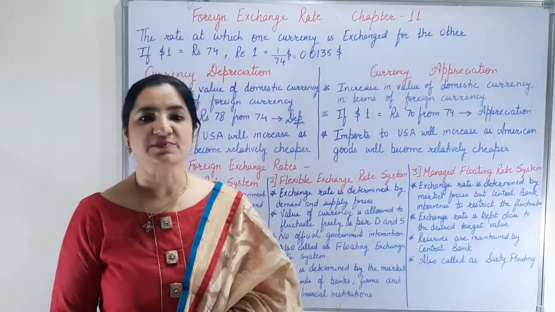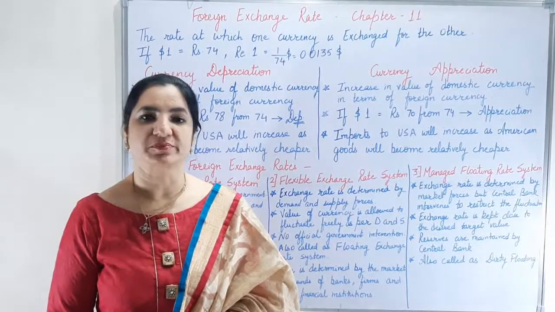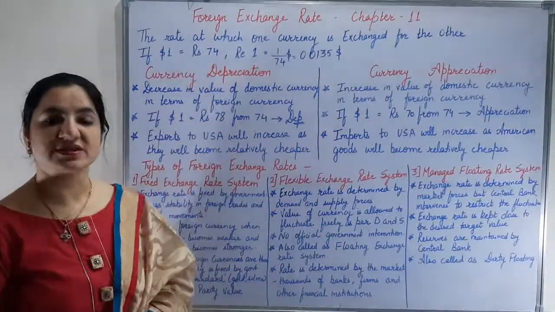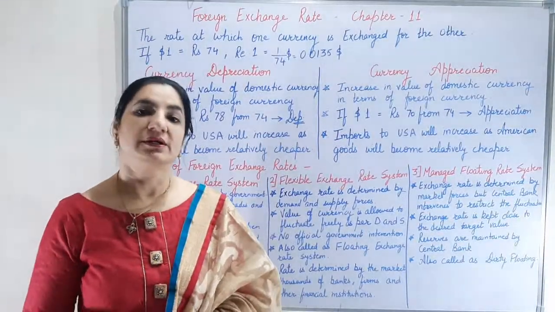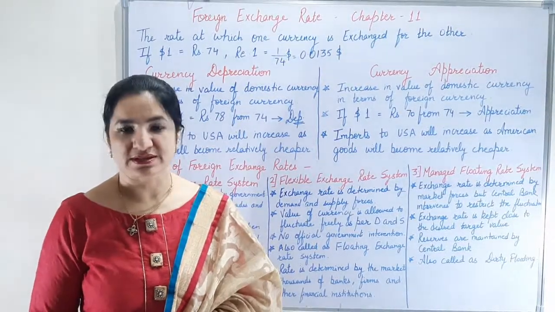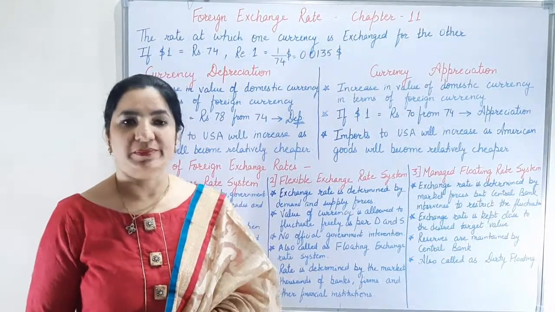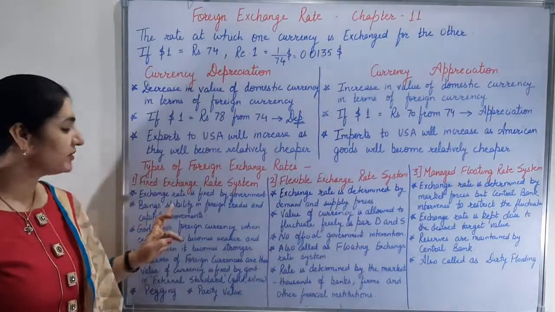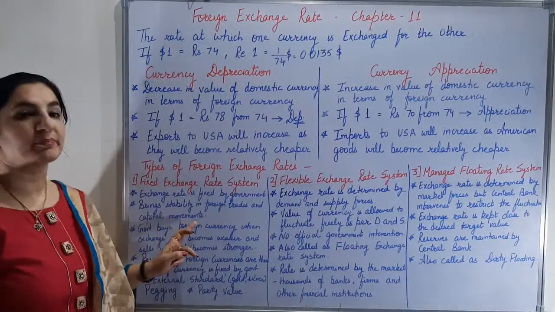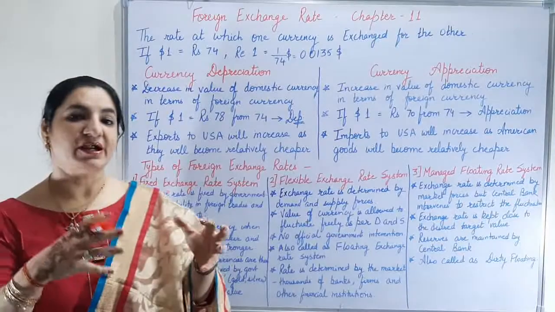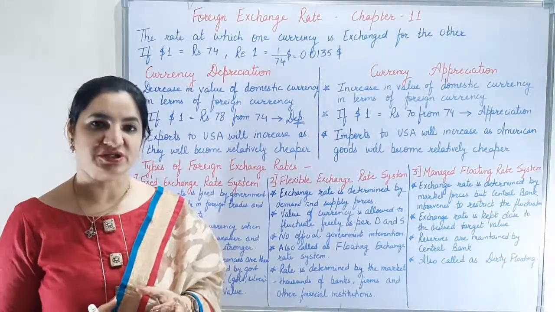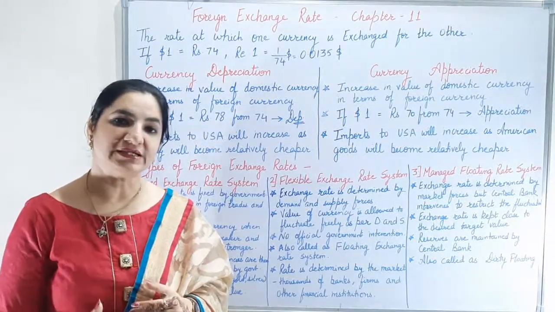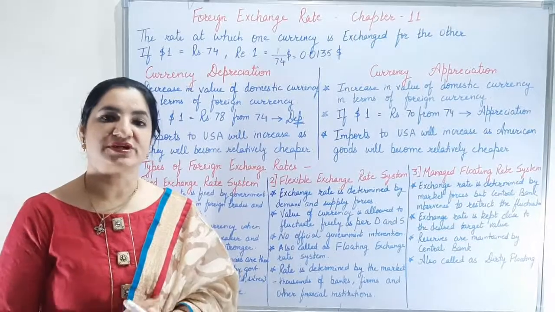The next concept is types of foreign exchange rate system. There are 3 types of foreign exchange rate system. First is the fixed exchange rate system. Under the fixed exchange rate system, the rate of exchange of currency is fixed by the government, so that there should be stability in foreign trade and capital movement. Whatever fluctuation could be caused by demand and supply forces in the foreign exchange market is not allowed, and the government always intervenes to keep the exchange rate fixed.